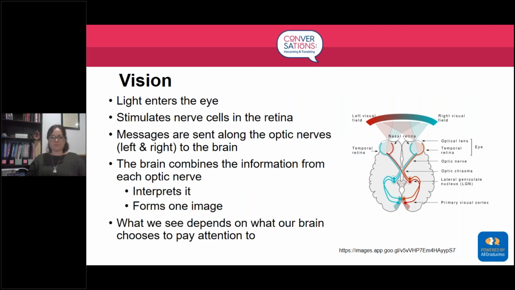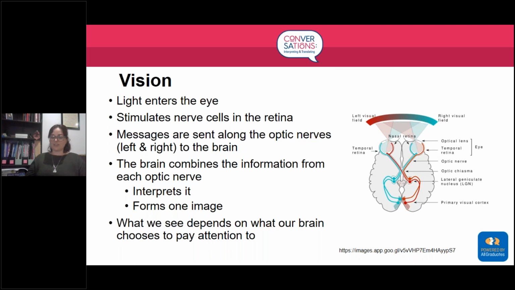So vision: light enters our eyes. You can see in the diagram that's at the top part of it. And we have a left and right visual field. If you cover one eye and then the other, that's your visual fields for left and right. That light enters your eyes. The retina, which is right at the back of the eye, you'll see that marked on the diagram. That's where the nerve cells that are stimulated by the light live.